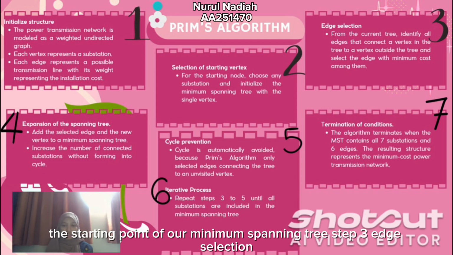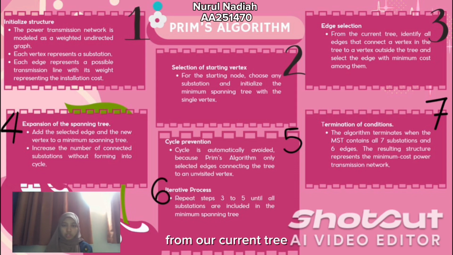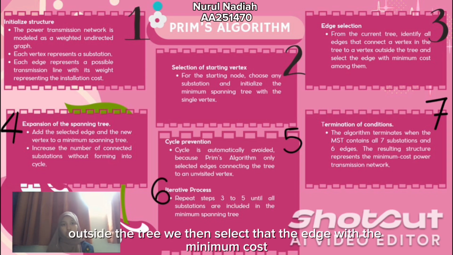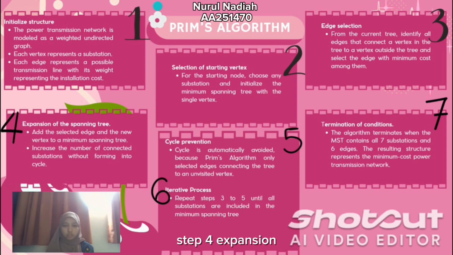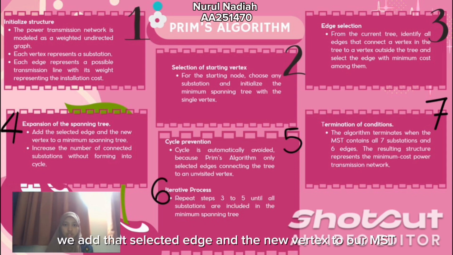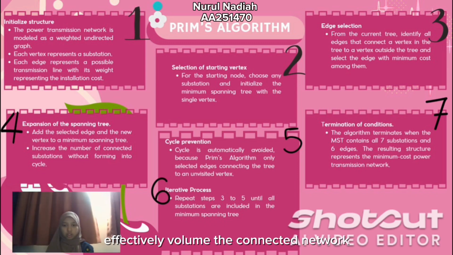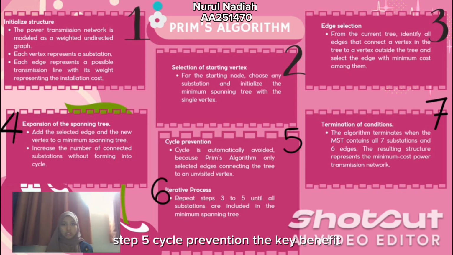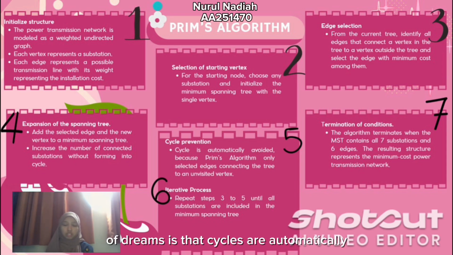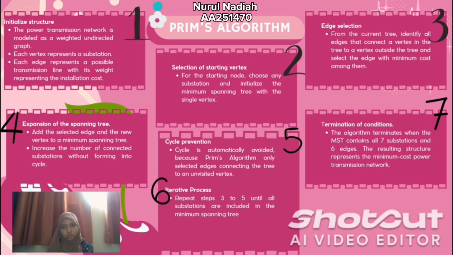Step 3. Edge selection. From our current tree, we add all the edges connecting to substations outside the tree. We then select the edge with the minimum cost. Step 4. Expansion. We add the selected edge and the new vertex to our MST, effectively growing the connected network. Step 5. Cycle prevention. The key benefit of Prim's is that cycles are automatically avoided because we only select edges that connect our tree to an unvisited vertex.